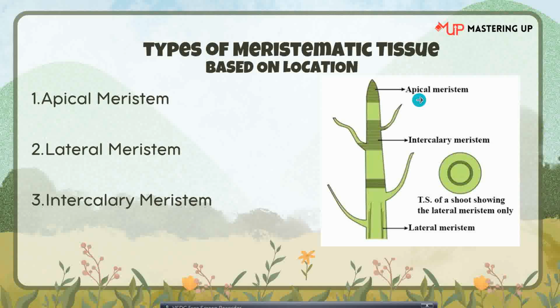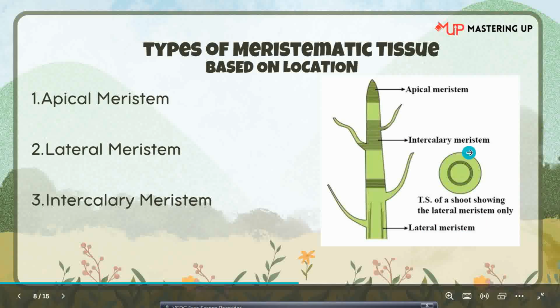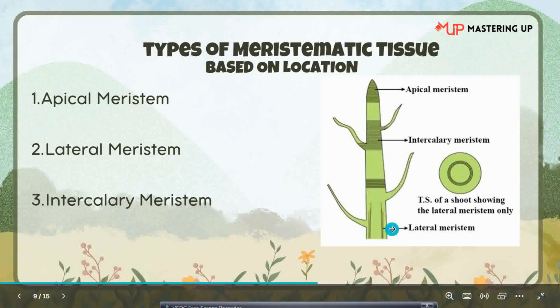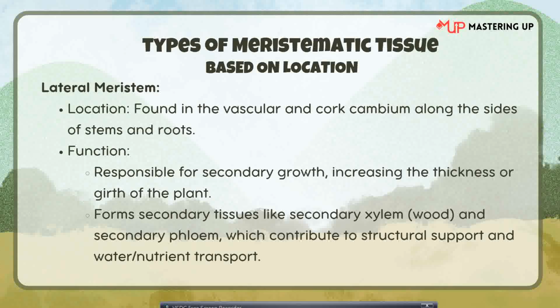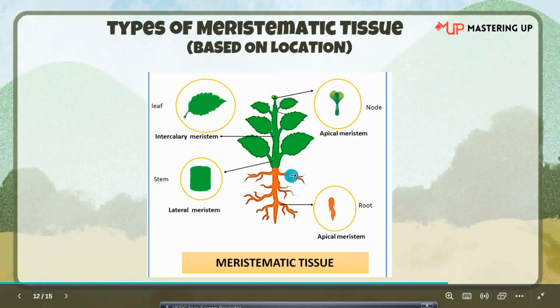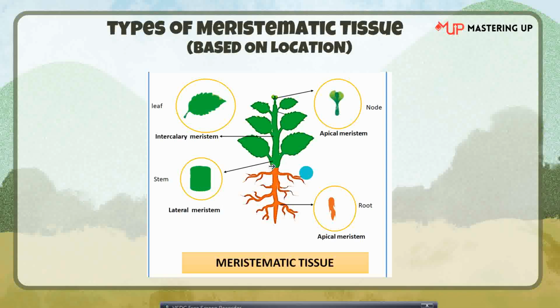Apical meristem, you can see here, is present on the tip of the root and stem. Lateral meristem is along the sides of the stem and root, and intercalary meristem is in the internodes, nodes, and base of the leaf. The functions and locations we already discussed. And this is the meristematic tissue. Here you can see apical meristem is present on the apex of root and stem, lateral meristem along the sides of the root and stem, and intercalary meristem on the internodes, nodes, and basal parts of the leaves.